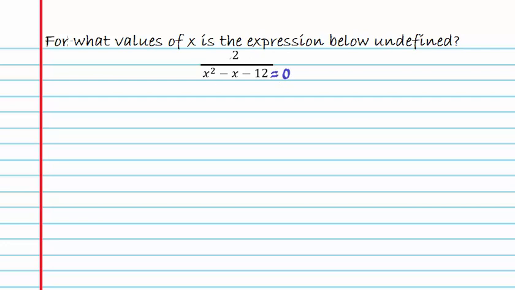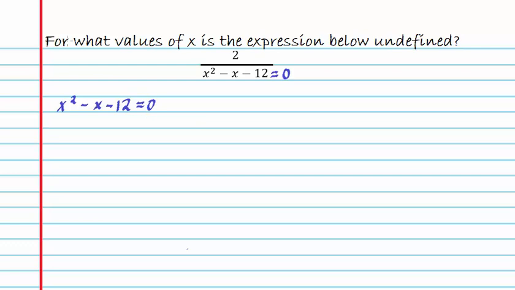So we can ignore the numerator of 2. So we need to focus on the denominator and figure out what values of x make the denominator equal 0. So what I'm going to do is rewrite the bottom and set it equal to 0. So x squared minus x minus 12 equals 0. So we need to solve this quadratic.